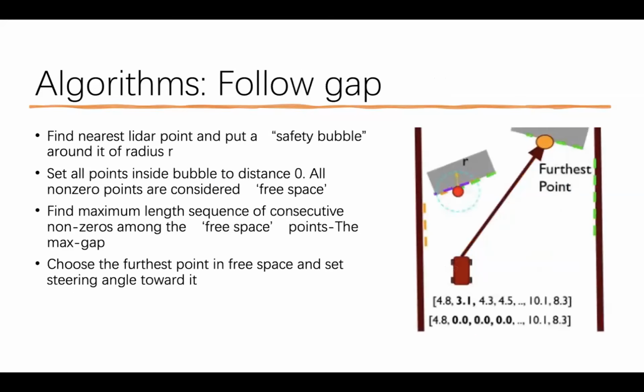And the next algorithm we use here is the follow gap. The basic idea is, if I find the nearest lidar point and put a safety bubble around it with radius R, we set all points inside the bubble to distance 0, and all non-zero points are considered free space. Then we find the maximum length sequence of consecutive non-zero points among the free space points to find the maximum gap. Then we choose the furthest point in free space and set the steering angle to it. This is how we implement follow gap here.